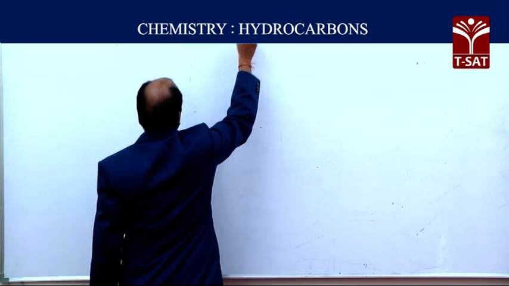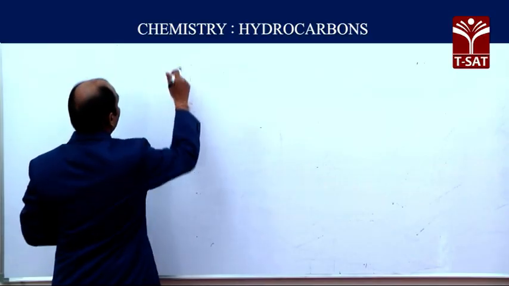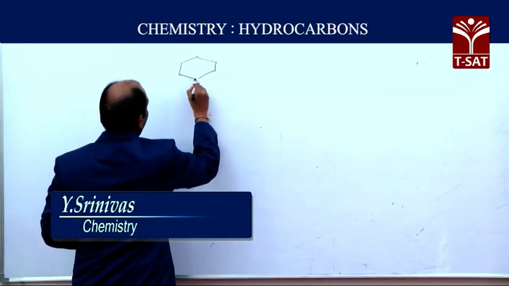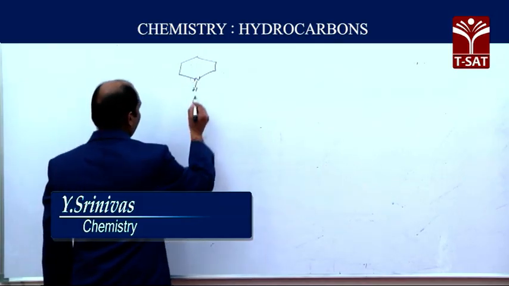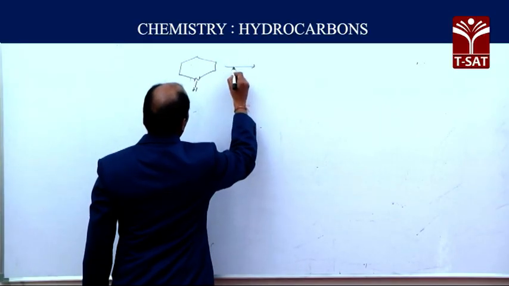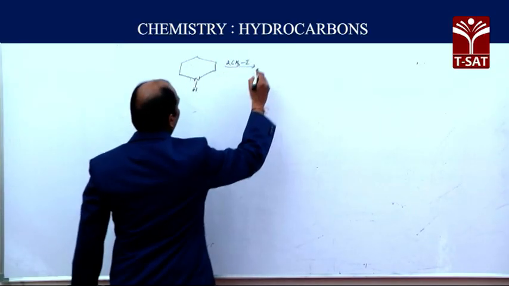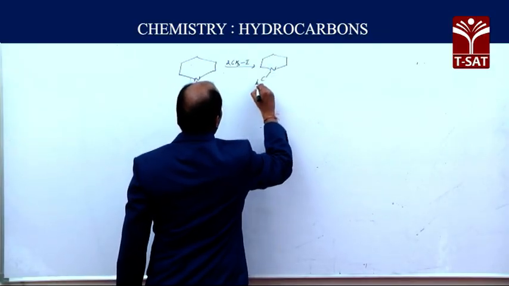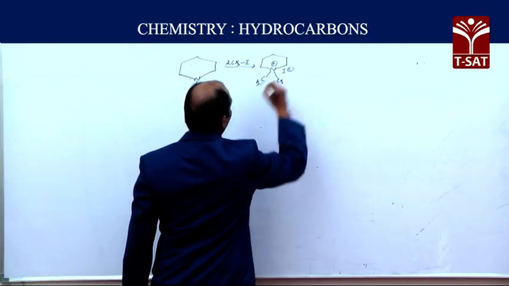Let us concentrate on Hofmann elimination examples. Suppose here we have nitrogen, here it is hydrogen. First of all it is treated with methyl iodide, 2 moles. So we get exhaustive methylation. A quaternary salt is formed.